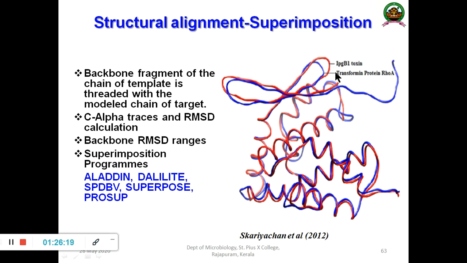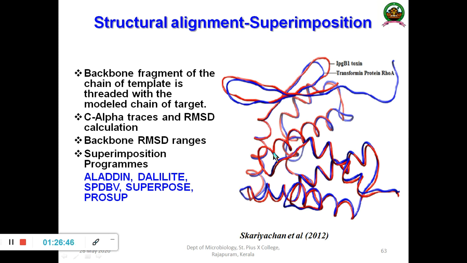So one is your target, another one is your template. You want to know wherever there is a variation, whether perfect fitting or matching is happening between your target and template, and this matching relation is known as root mean square deviation. If the root mean square deviation is 0, it means 100% identical structure. If root mean square deviation is 0 to 1.5, you will have high similarity, a very close relationship.